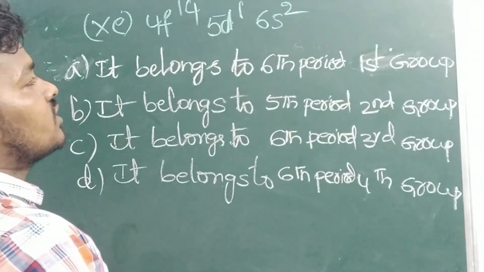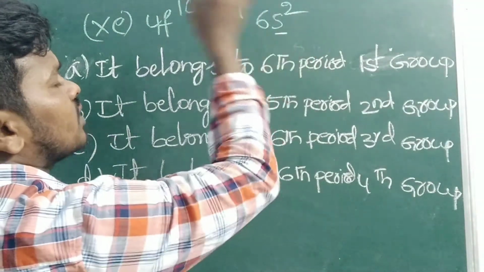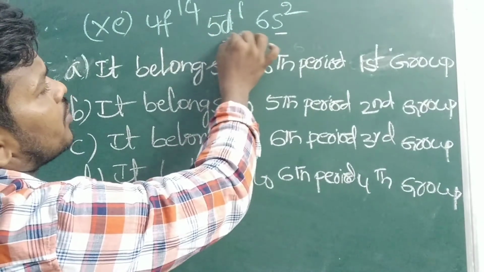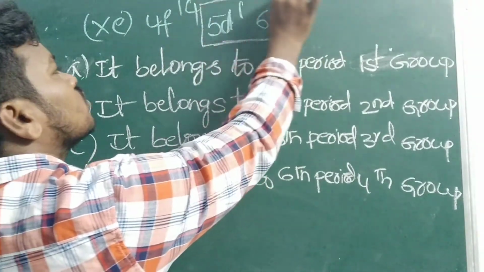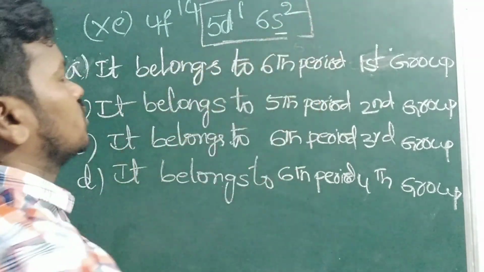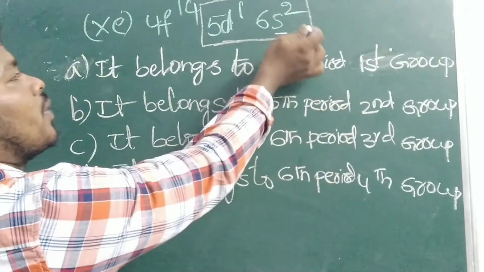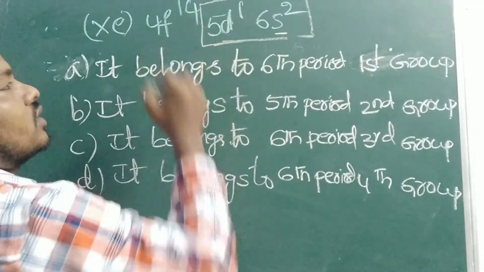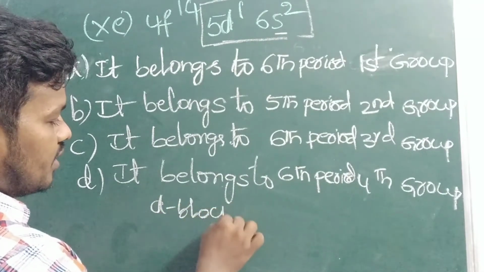The last electron enters into the s orbital, but the d orbital is also there. So it belongs to the d block elements. As the electrons enter into the d subshell, it belongs to the d block element.